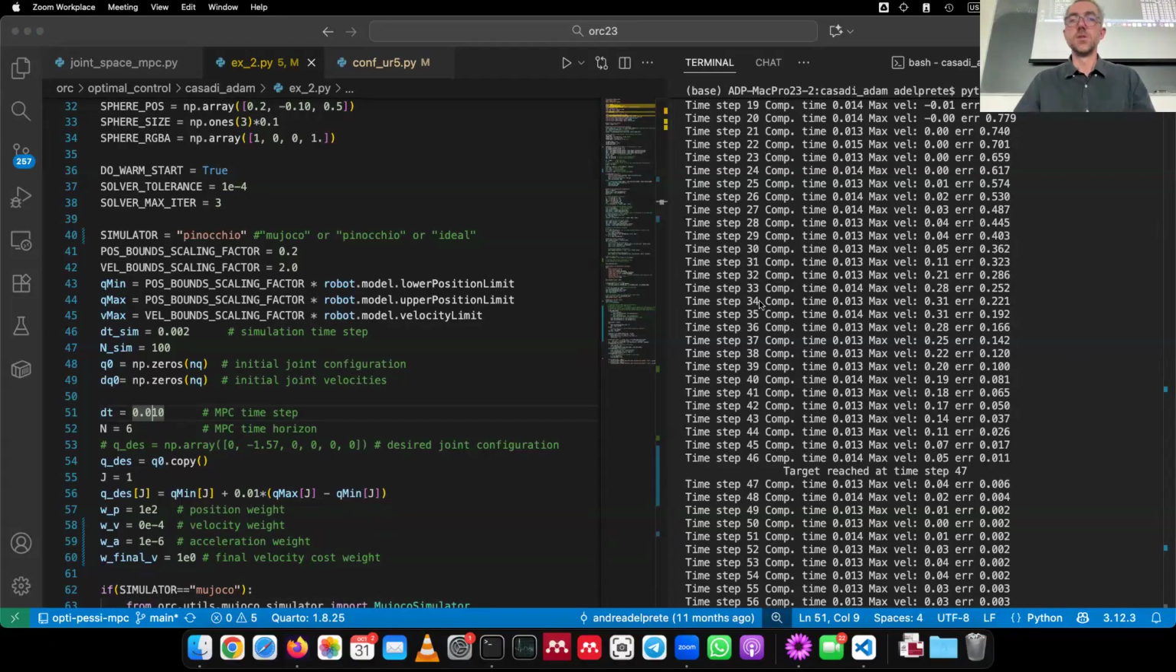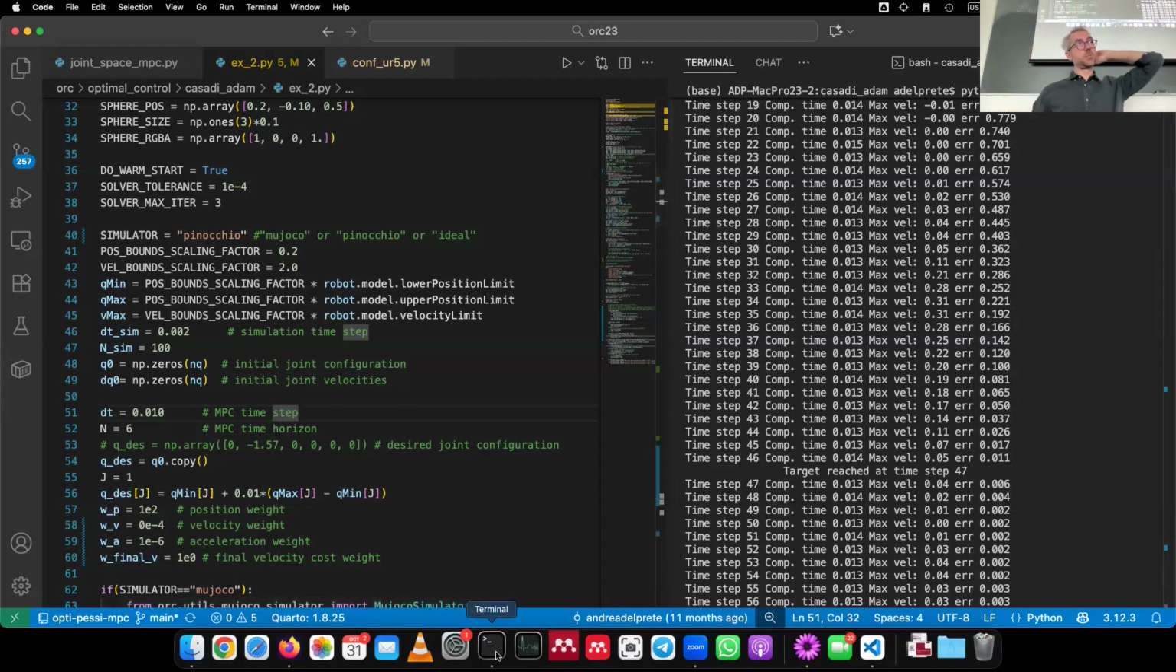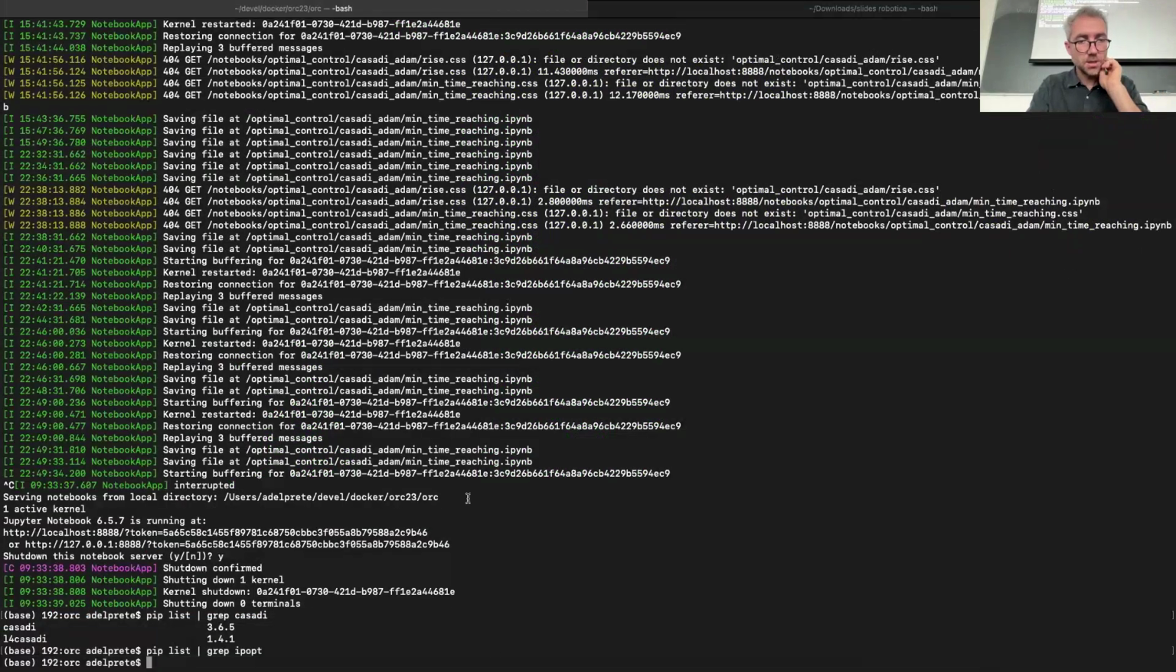Okay, so I think we can stop here for the MPC script because we have played a lot with it. Next, I want to show you another application of optimal control, which is doing minimum time trajectory optimization, which is something that's quite useful in practice.